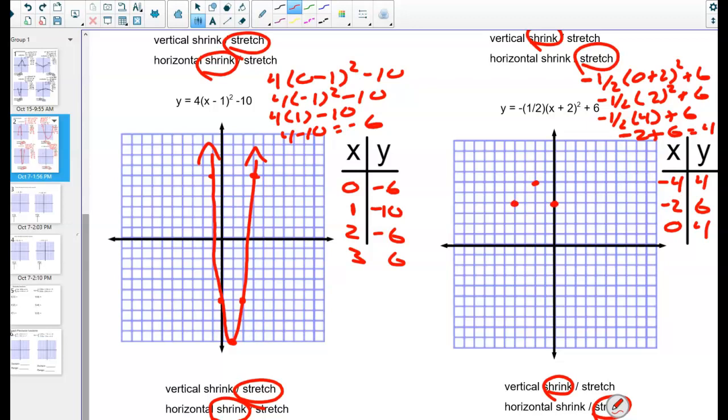If you need that extra point, put a 2 in. 2 plus 2 is 4. 4 squared is 16. 16 times negative 1/2 is negative 8. Negative 8 plus 6 is a negative 2. If I went on this side, negative 1, 2. This is what my parabola should look like.